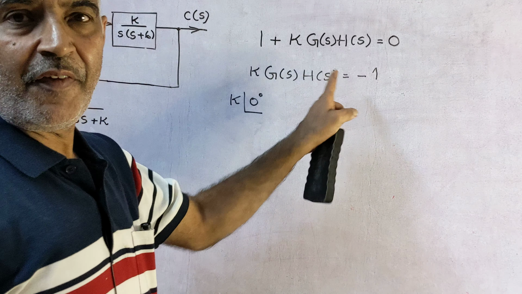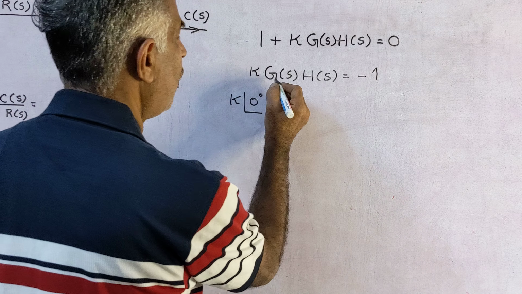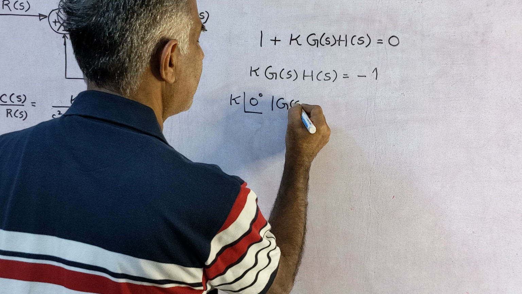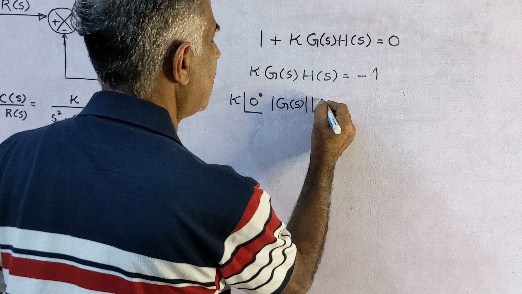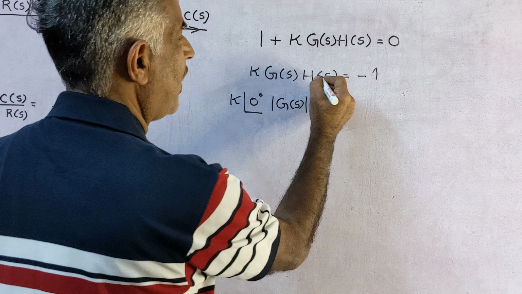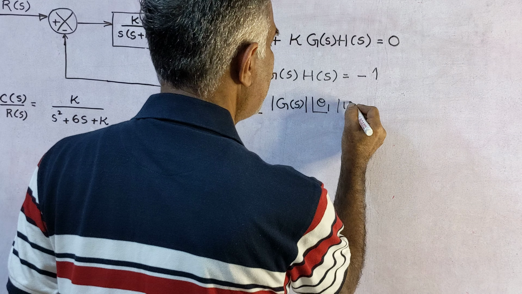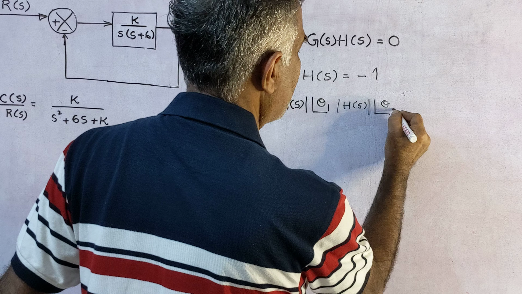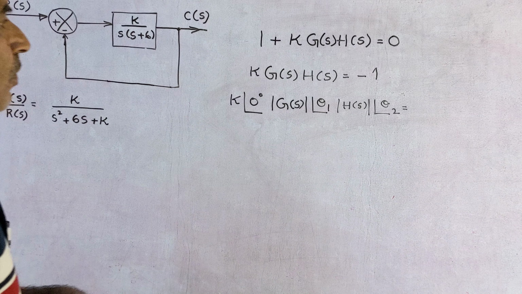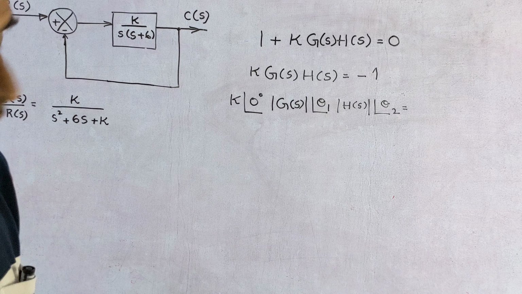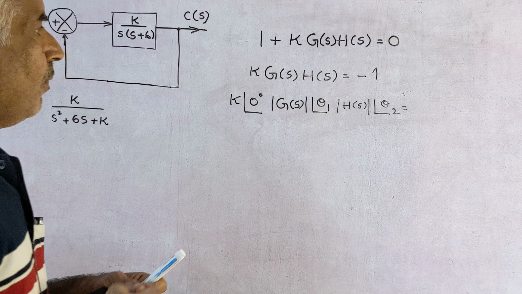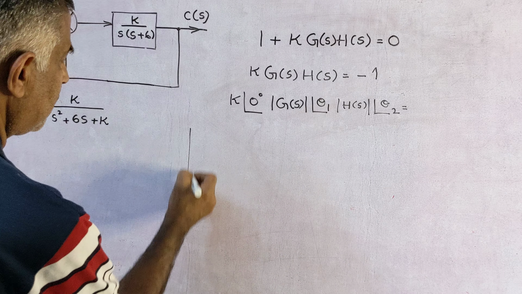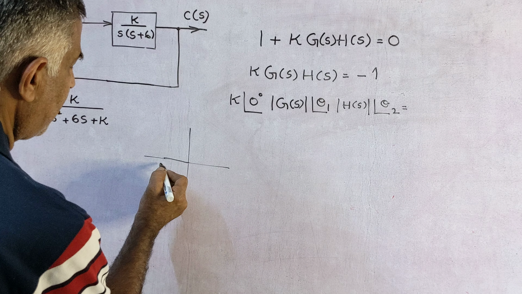GS is a phasor, HS is a phasor. Therefore, I will represent GS as mod GS angle theta 1. Next, HS as mod HS angle theta 2, equal to minus 1. So minus 1 is also a phasor.